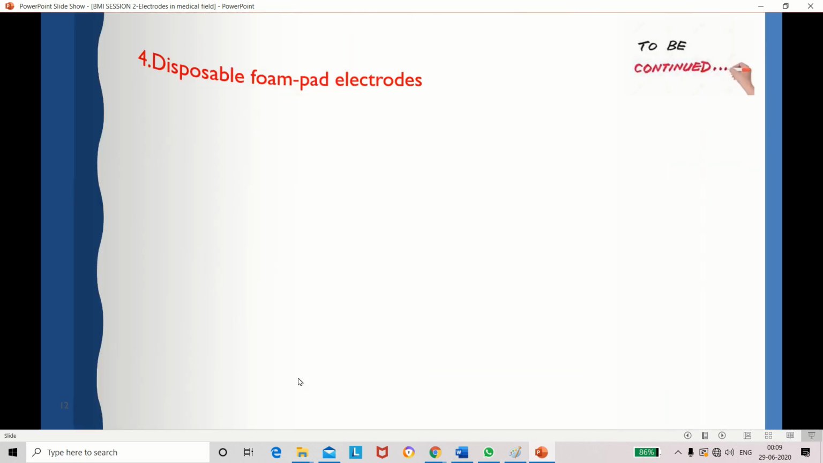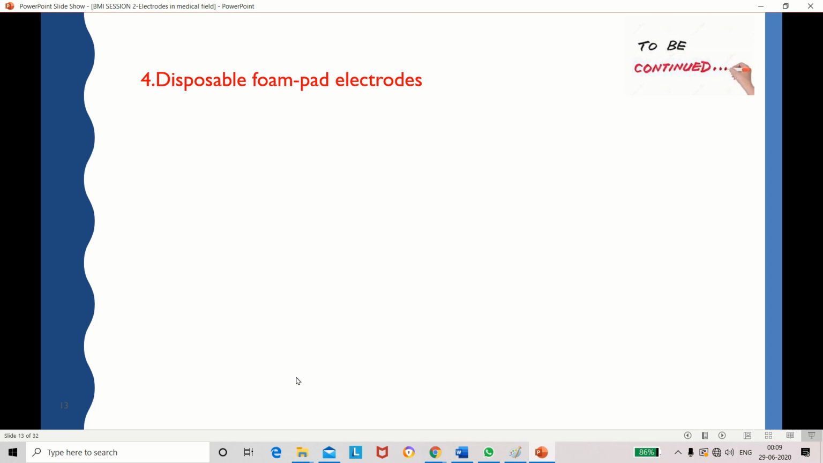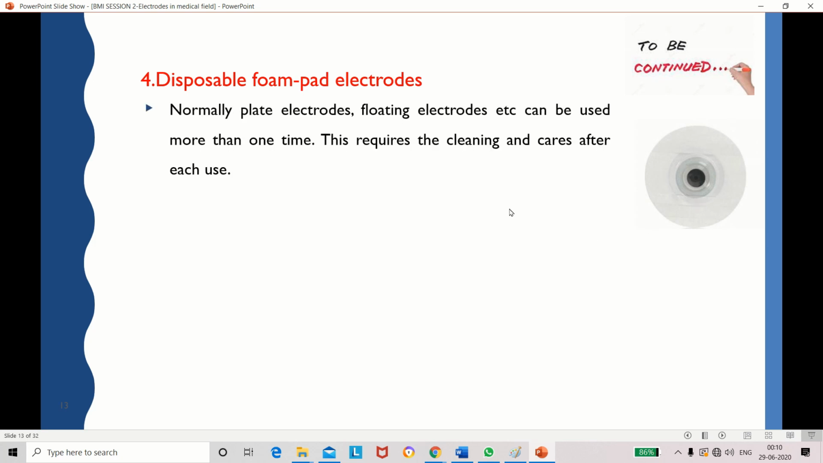Okay. Now, let us move to the fourth type of electrode, that is the disposable electrode. Here we have the word disposable. This is only one-time usage of the electrode. We can't use the same electrode for multiple purposes, so only one time we have to use this. This is the disposable foam pad electrode. When comparing all the types of electrode, this is the electrode which can be used only one time.